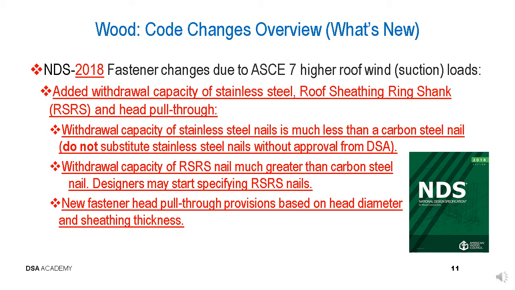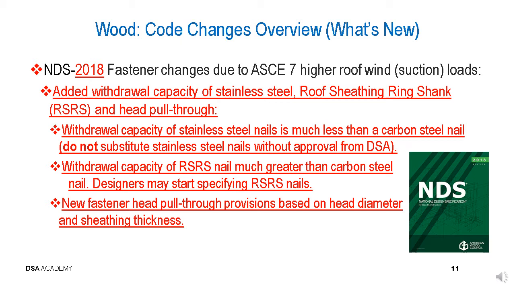The 2018 NDS has added fastener changes because of these higher wind loads in the ASCE 7. We have added withdrawal capacity of stainless steel, ring shank nails, and there's a head pull-through table. Withdrawal capacity of stainless steel nails is much less than a carbon steel nail, so you want to make sure the contractors do not substitute stainless steel nails for carbon steel nails without approval from DSA. There's likely to be additional nails required due to the reduced withdrawal capacity. However, the ring shank nail has a much greater withdrawal capacity than carbon steel nails.